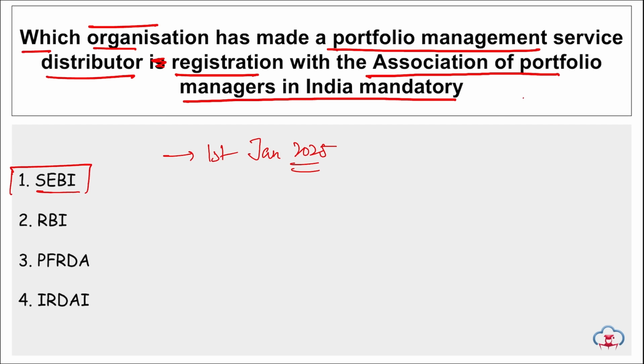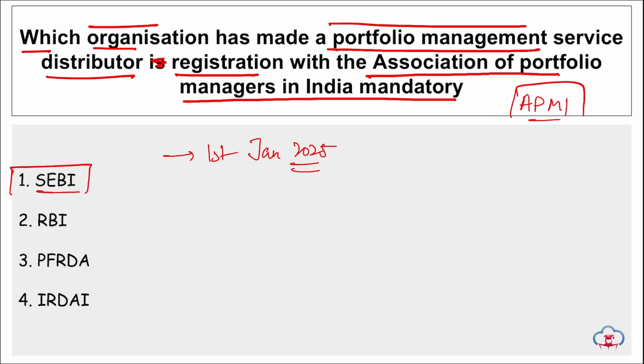Right? This facilitates a collective oversight of the PMS distributors at industry level. And these portfolio managers have been asked to ensure that any person or entity engaged in the distribution service has obtained the registration from APMI. APMI is your Association of Portfolio Managers in India. Right? So it is SEBI that has mandated these portfolio managers that they should be registered with APMI. Correct? Take a note of this.